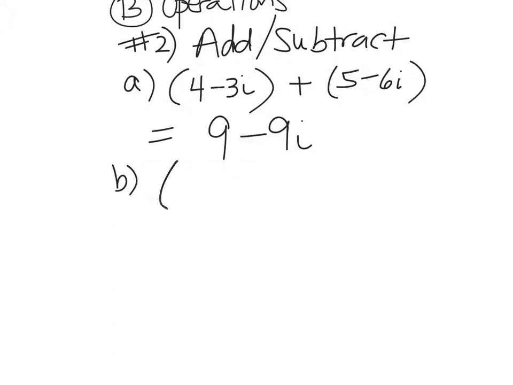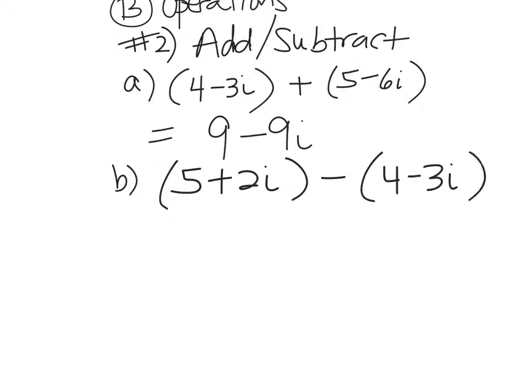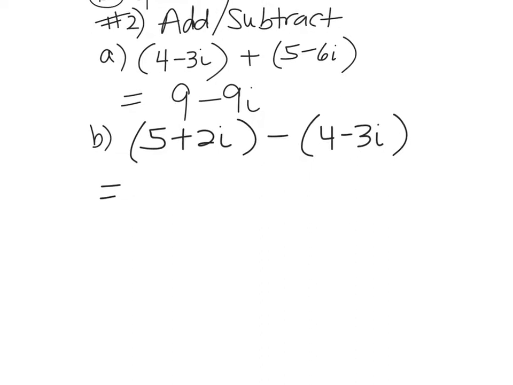How about 5 plus 2i minus 4 minus 3i? Now, subtraction is always harder than addition for most people, especially in a problem like this. You have to remember you're subtracting all of the parts. I'm subtracting the real part: 5 minus 4, and I get 1. Then I'm subtracting 2i minus negative 3i. What do I get there? 5i. Good. And that would be my answer.